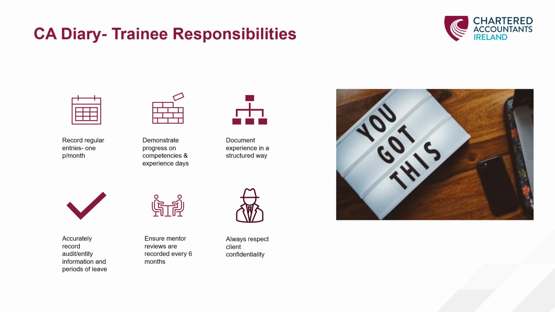So that is a really important area. You do have a responsibility to keep your mentor on track as well. Make sure your reviews are happening every 6 months. And when you're writing up your entries, do not under any circumstances identify any entity, individual or company by name when you're writing up your competencies.